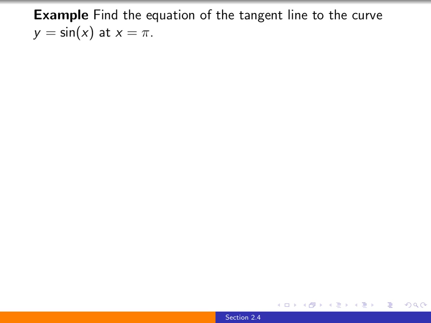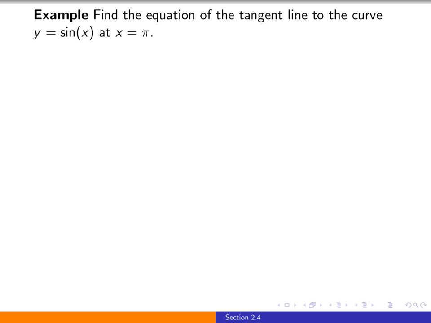In this video, we will look at several more examples of differentiating trigonometric functions and in turn finding the equation of a desired tangent line. So in this problem, we'd like to find the equation of the tangent line to the curve y equals sine x at x equals pi.